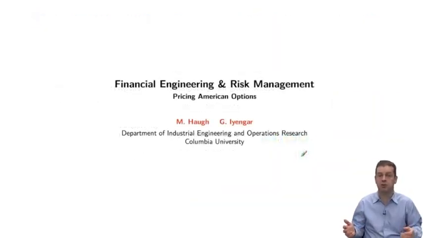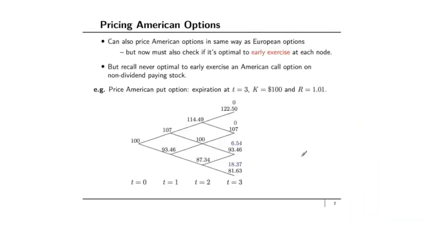Up until this point, we've only seen how to price European options in the binomial model. We're now going to consider the case where the holder of the option has the ability to exercise early. Such an option is called an American option, and we'll see that we can also easily price these securities in our binomial model. The only difference is that we must now also check if it's optimal to exercise early at each node.